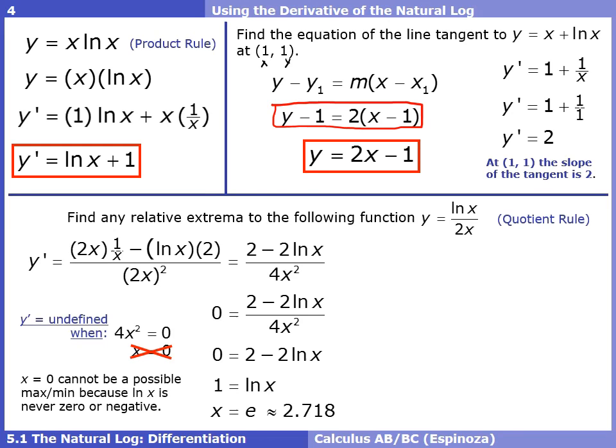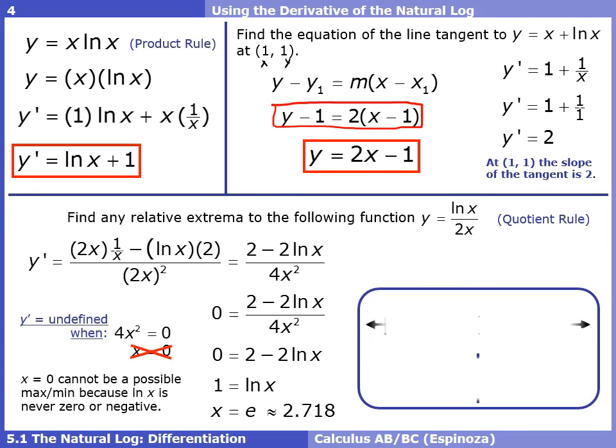Okay, now that we've gotten all the math and calculus out of the way, or the algebra and calculus out of the way, now we can go straight to our little sign chart and figure out, is the point e a max or a min? So we're going to set up our sign chart, pick a number to the left of e, pick a number to the right of e, and plug it into our derivative. Here, to the left of e, I'm going to pick 1. Seems like a logical number. We could have picked 2, but 1's easier to maybe plug into your derivative without a calculator.